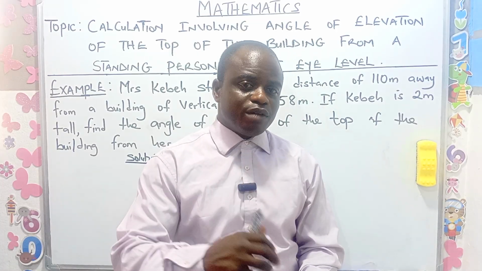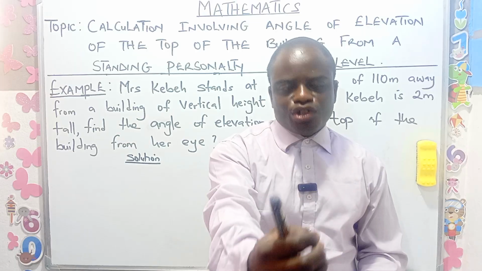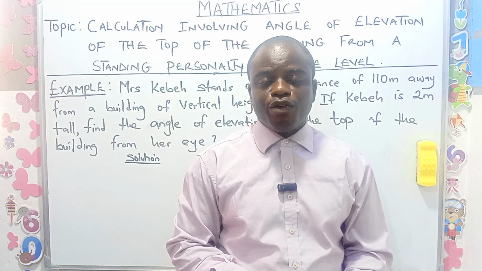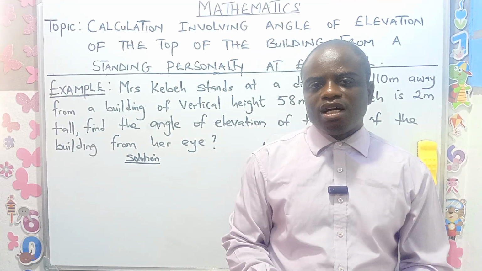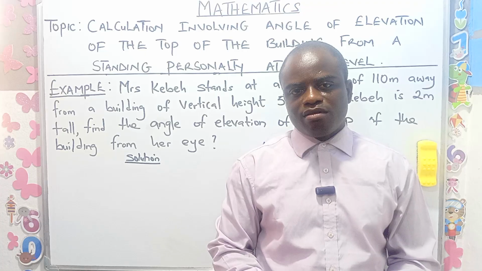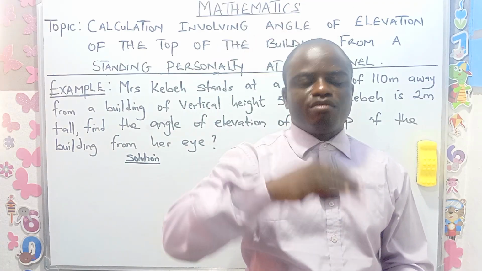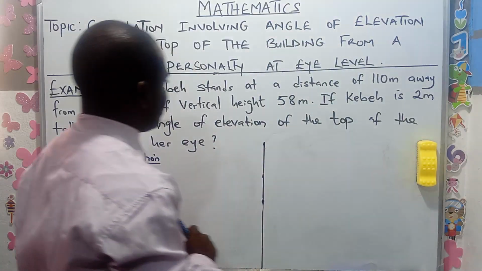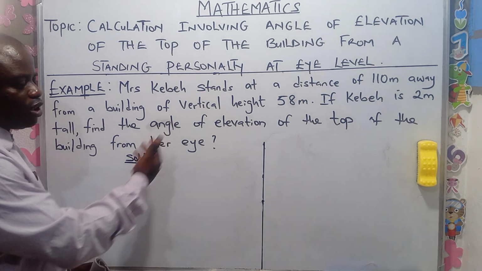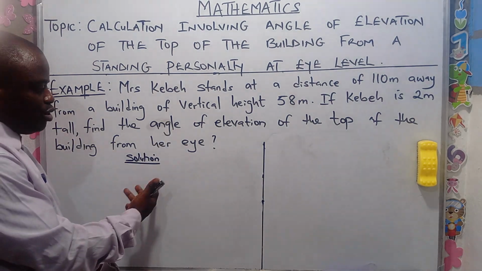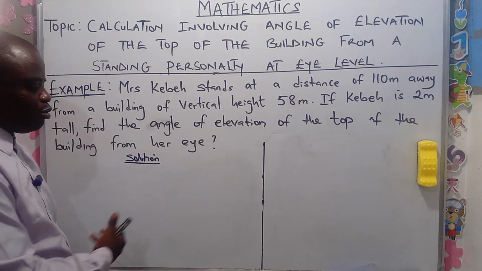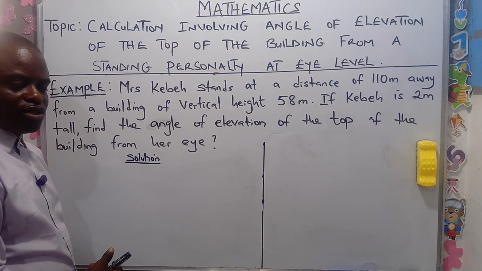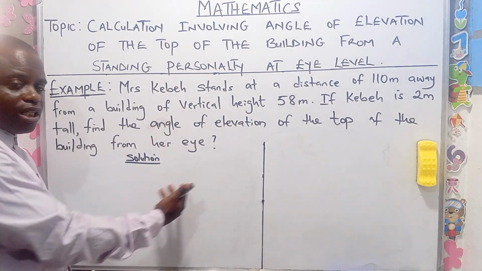Today, we want to solve problems that involve calculation of the angle of elevation of the top of a building from a person standing and looking up from a normal eyesight level. Let's draw the diagram. Before you solve this problem, you must put it in diagrammatical form. Is that okay? It must be a diagrammatical expression, so that you can interpret your statement into a diagram.